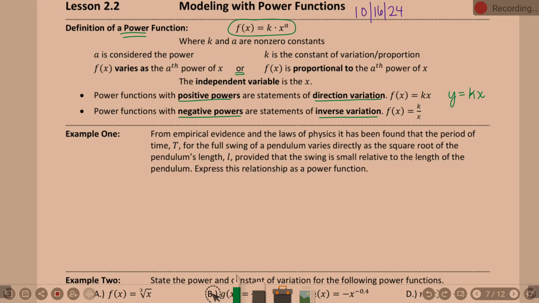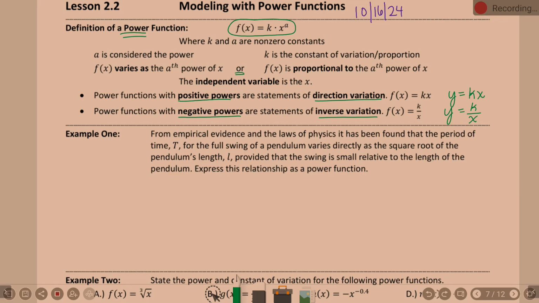Because keep in mind, a negative power, what's a negative power going to do? It's going to take it to the denominator. Okay? So all of that is a little bit about power functions. We'll go down here and talk a little bit about power functions in example 2 about being able to identify the pieces. Oh, and I forgot. You would probably see this written as y equals k divided by x. Okay.